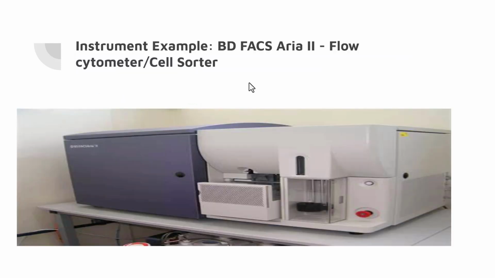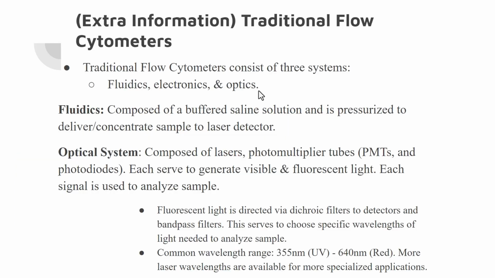So we wanted to give an example of a flow cytometer. Specifically, this is a flow cytometer and a cell sorter, so this is a little bit more of an advanced machine. And this machine is the BD FACS Aria 2. Moving forward, everything here is going to be extra information and will not be on the quiz.